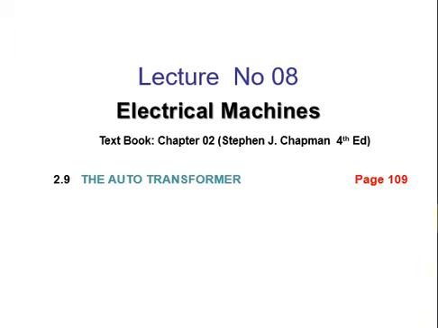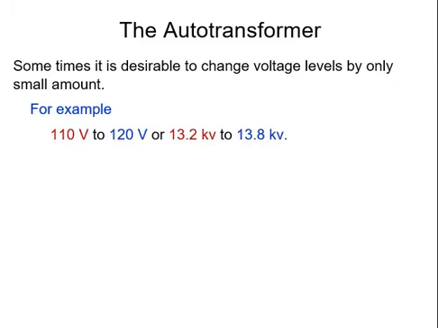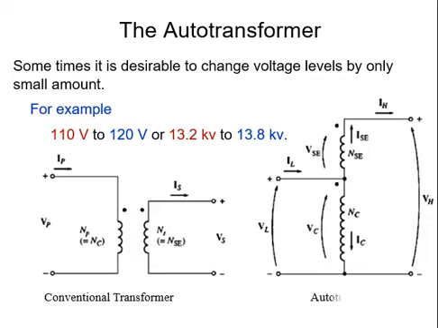Dear students, in today's lecture we will study the autotransformer. Sometimes it is desirable to change voltage levels by only a small amount, like if we want to change the voltage from 110 volts to 120 volts or 13.2 kilovolts to 13.8 kV, then it would be easy to use an autotransformer, in which there is one winding instead of two windings.